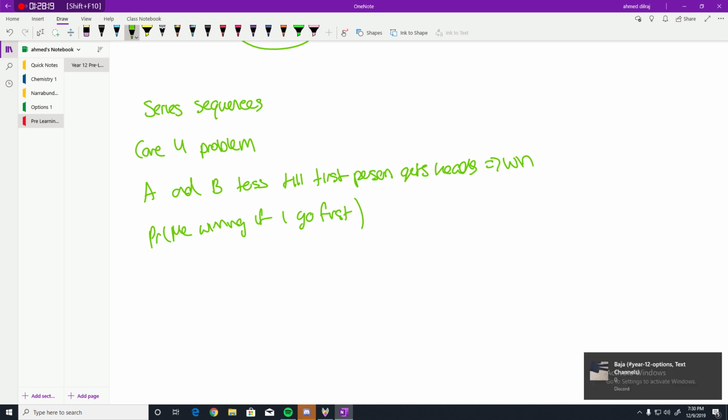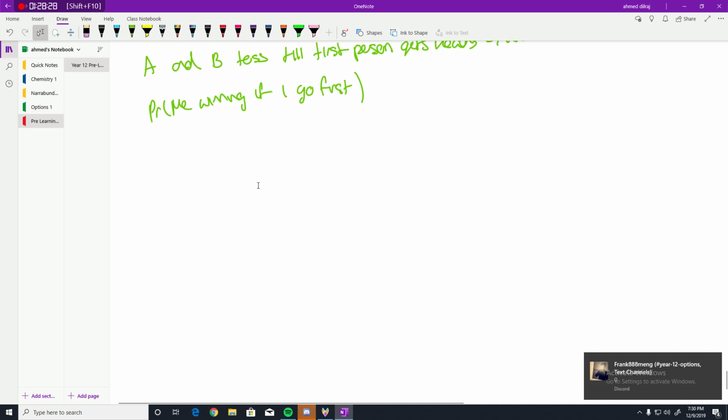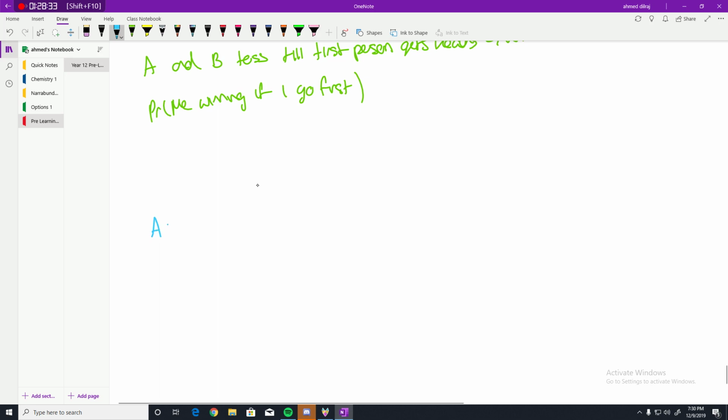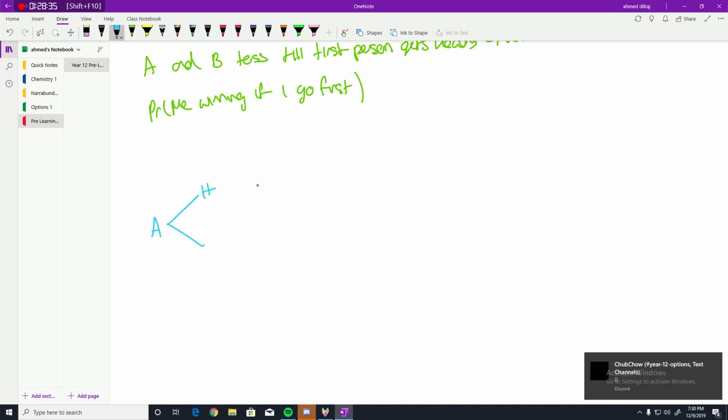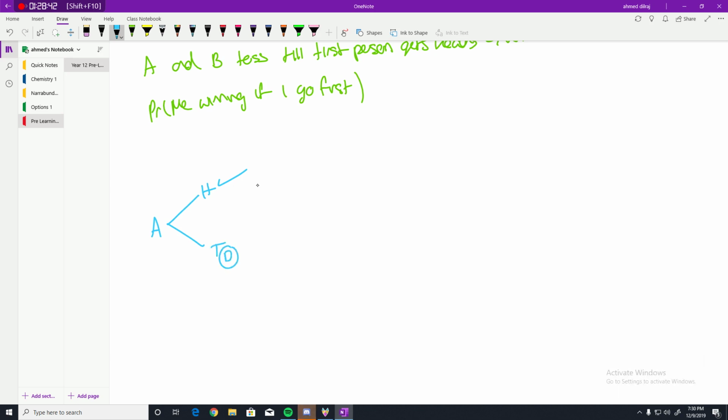So I'm going to introduce series and sequences after I show you this problem because I want to show you the importance of series and sequences. Okay. So let's say me and Daksh toss a coin, right? So let's say I go first. Let's draw a tree diagram because tree diagrams are useful. So we have heads. If I get a heads, I win. If I get a tails, then Daksh tosses. Notice Daksh tosses, and if Daksh gets a heads, he loses. But if he gets a tails, then I toss again.